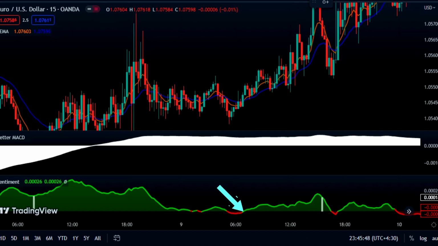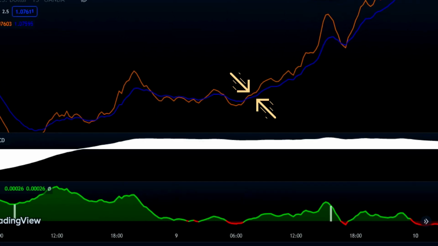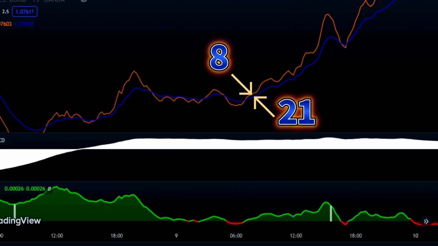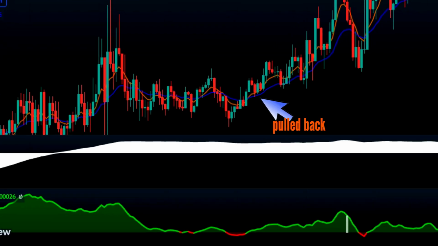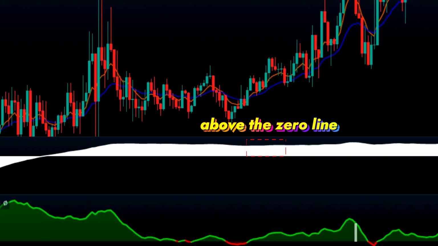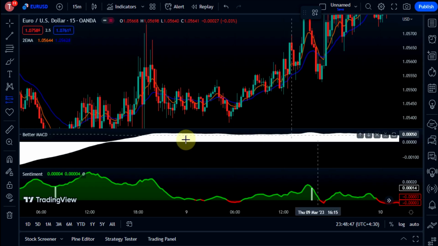The first condition for taking a buy position is that the sentiment indicator is green. The second condition is that the EMA 8 is above EMA 21. The third condition is that the price has pulled back to the EMA 21. The fourth condition is that the MACD is above the zero line, then we can enter the buy position.